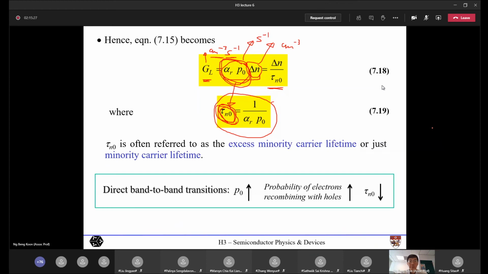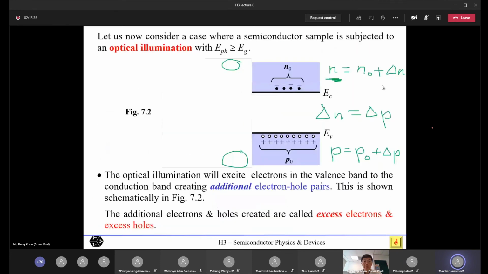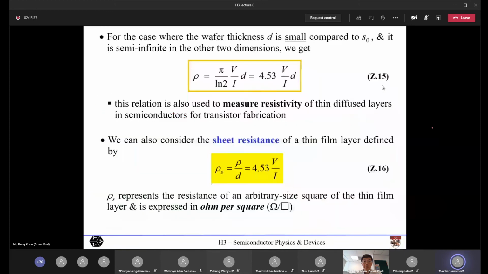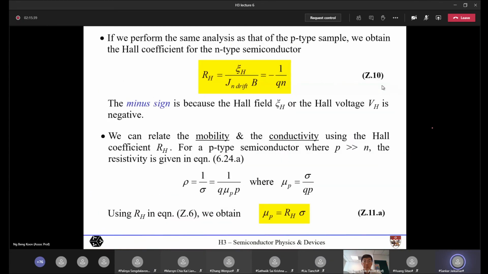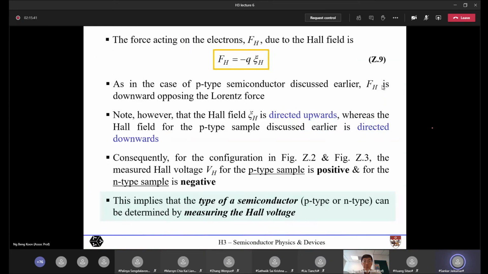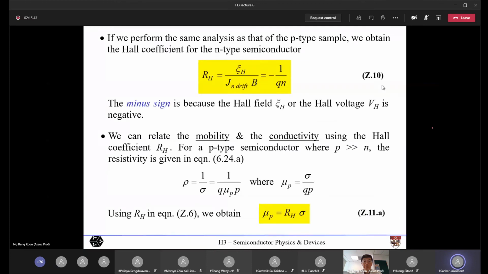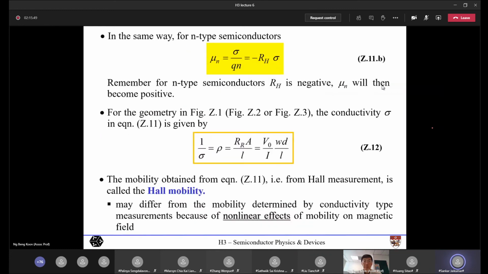Hi, Prof. For the Hall effect measurement, it says that we can find the majority carrier concentration and the majority carrier mobility. For the majority carrier mobility, earlier on it says that the mobility obtained from equation Z11 is called the Hall mobility and is different from the conductivity type measurements. What does this mean?